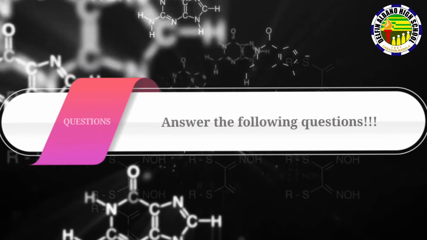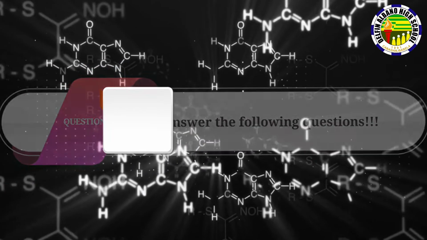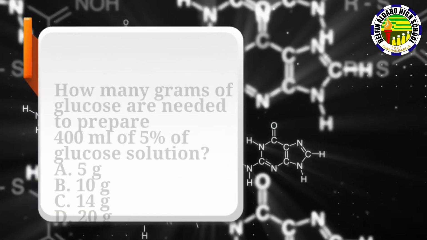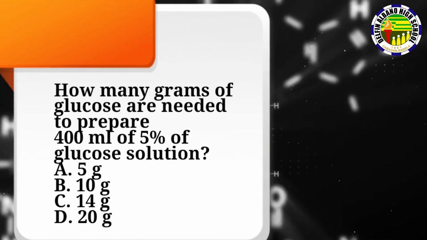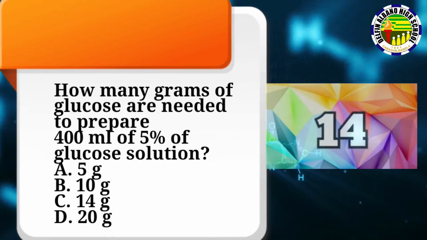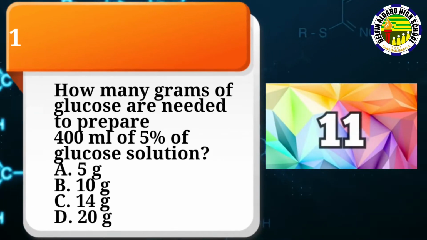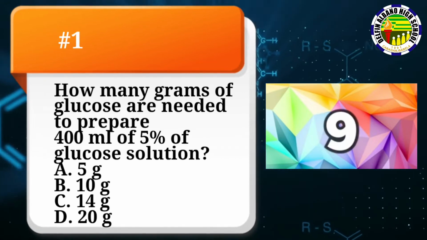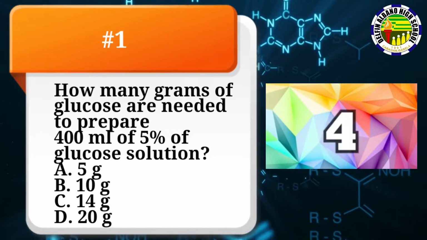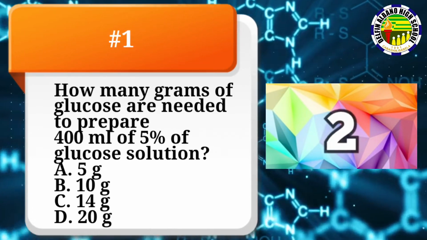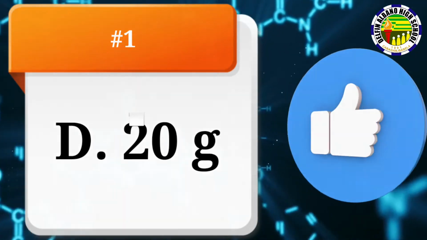This time, let us answer the following questions. Kindly write your answers on a clean sheet of paper. Number 1. How many grams of glucose are needed to prepare 400 ml of 5% glucose solution? The correct answer is letter D.